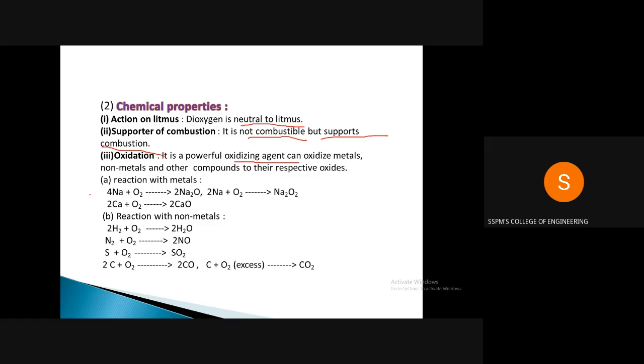Hence it is called a chalcogen. Why is it called a chalcogen? Because they have an oxide-forming tendency. That is why it is called a chalcogen.